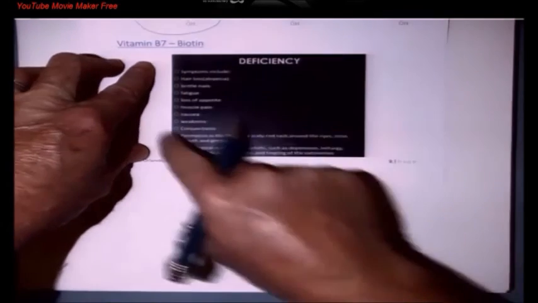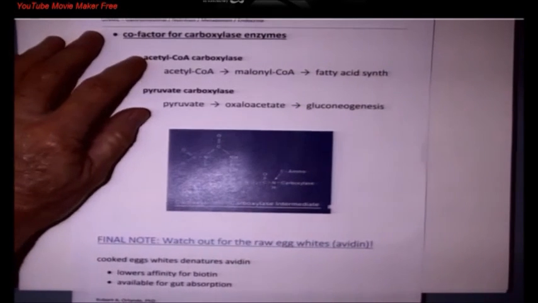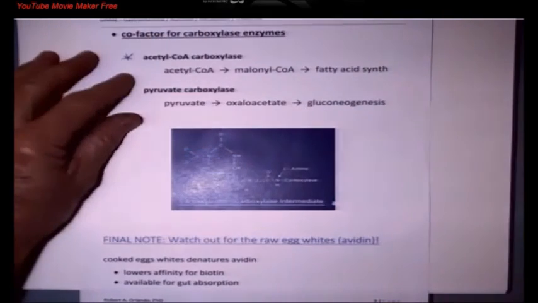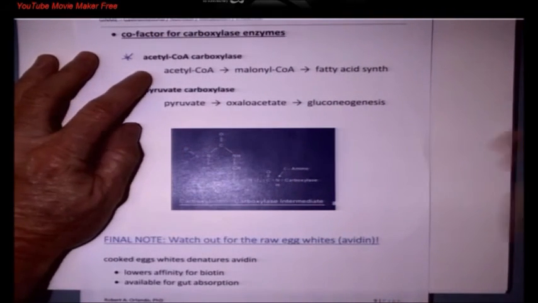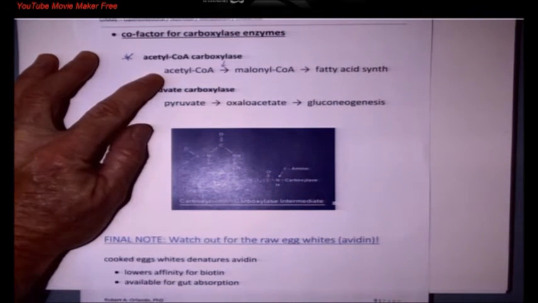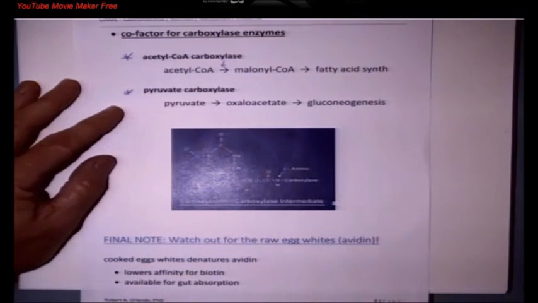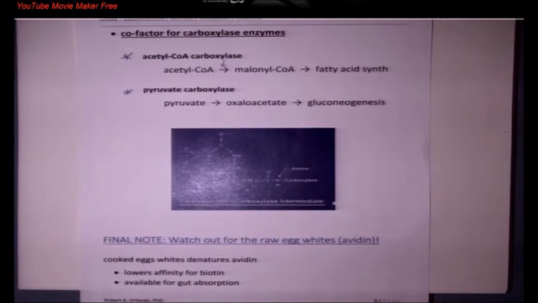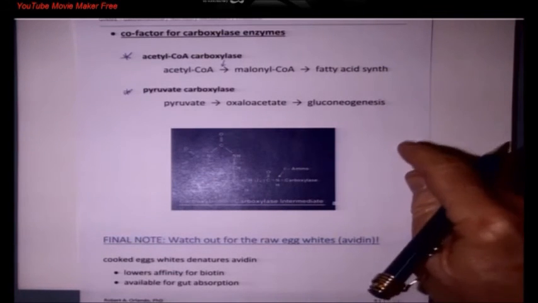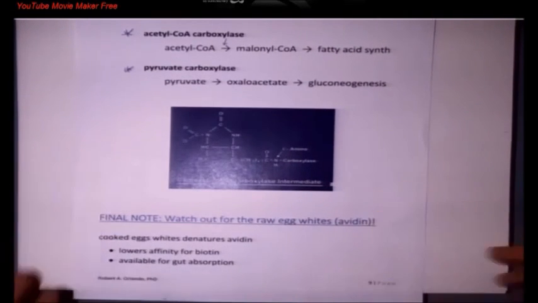So the biotin deficiency is quite diverse. So what does biotin do? Well, biotin is necessary for carboxylation reactions. These are the two major enzymes: acetyl-CoA carboxylase, the enzyme that converts acetyl-CoA to malonyl-CoA for fatty acid synthesis, and the other one is pyruvate carboxylase. Now, biotin has a role in quite a few other enzymes, but these are the two major ones that have major clinical effects.